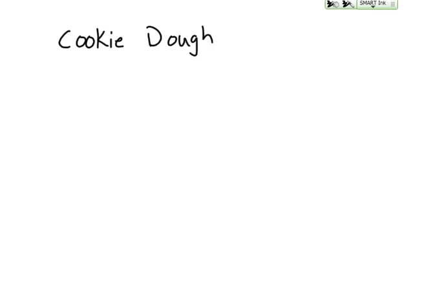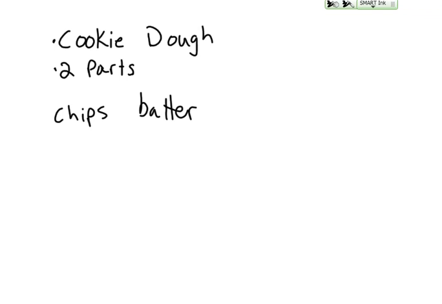And this cookie dough has two parts. One of the parts is the chips. Chocolate chips, right? And the other part is the batter. So what we're going to look at is dealing with fractions and ratios.